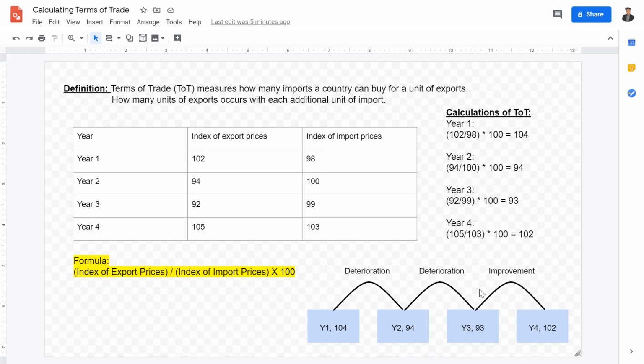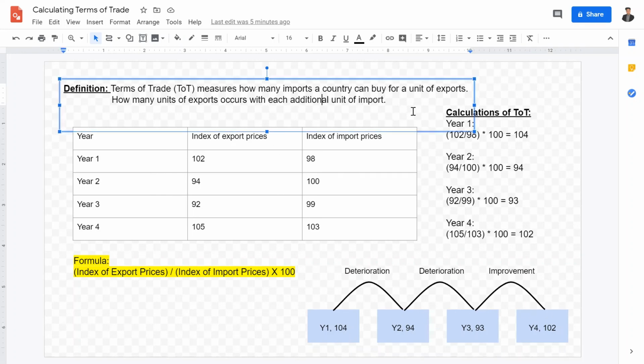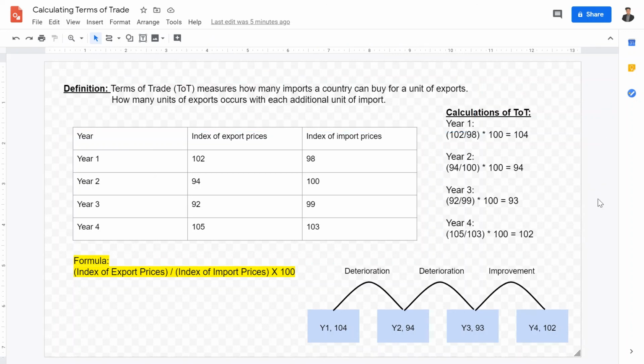So in this video, we have gone over how to calculate the terms of trade, how to evaluate whether it is a deterioration or improvement, as well as going over some definitions. In our next video, we're going to be doing evaluations of the terms of trade, going over the impacts of improvements and deteriorations, as well as the causes for changes in the terms of trade.